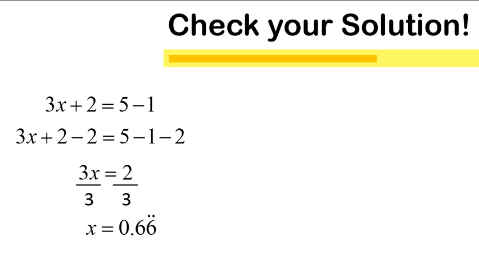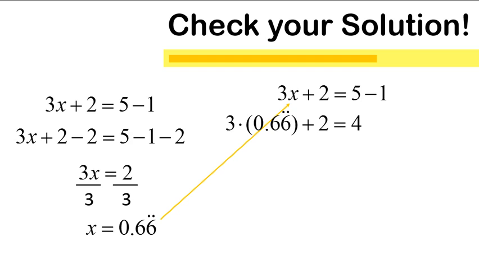We're going to check our work. We've got the equation here fully solved. We're going to take our solution, 0.66 repeated, and plug it into our equation for x. So instead of 3x, now we have 3 times 0.66 repeated. 0.66 repeated is also equal to 2/3. We multiply that times 3, we end up getting 2. Also, notice that I have simplified the right side of the equation. 5 minus 1 is 4.